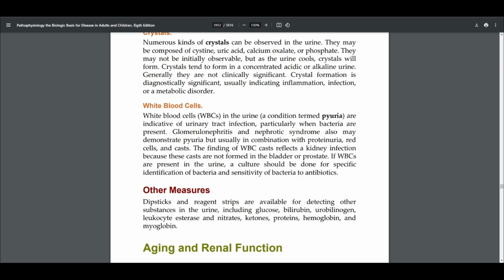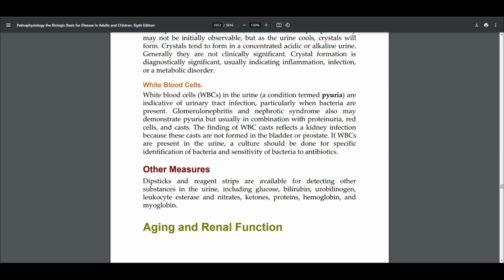Crystals tend to form in a concentrated acidic or alkaline urine. Generally, they are not clinically significant. Crystal formation is diagnostically insignificant, usually indicating inflammation, infection, or a metabolic disorder.